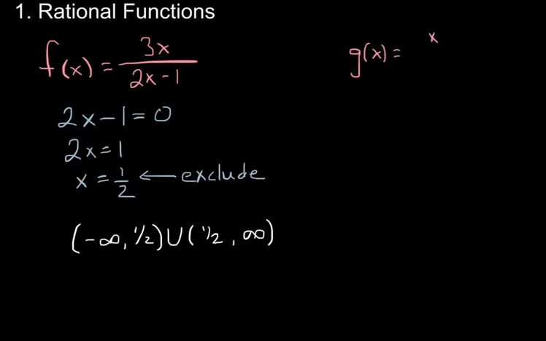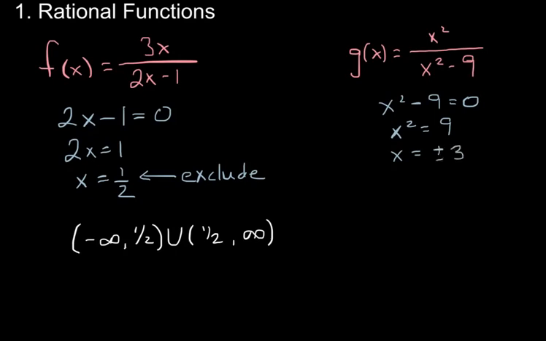Now sometimes we need to exclude more than one value, and that's okay. So let's say we have x squared over something like that. So it doesn't really matter what's going on in the numerator. It's the denominator that we're concerned with. We do not want the denominator to be equal to 0, so we find out where it would be equal to 0. So that's going to happen when x is equal to positive or negative 3. So we need to exclude both positive and negative 3, and again in interval notation, the domain would look like this.